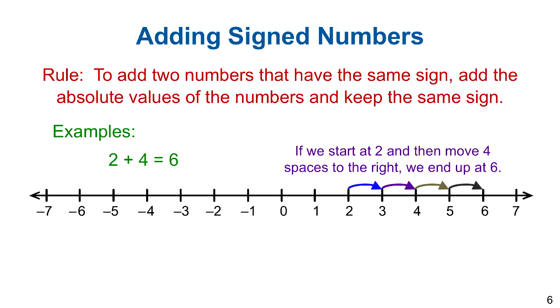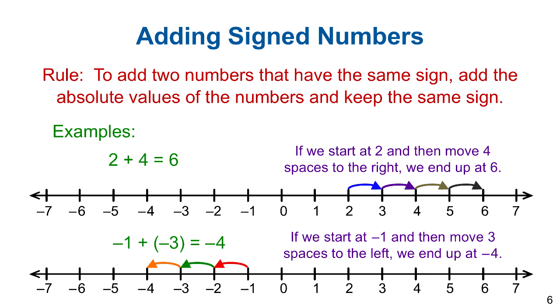Now, let's talk about how we can add two signed numbers. To add two numbers that have the same sign, you can add their absolute values and keep the same sign. For example, 2 plus 4 is, of course, equal to 6, and you can see why this works by starting at 2 on the number line and then, since we want to add a +4, moving 4 spaces to the right. Note that we end up at 6.